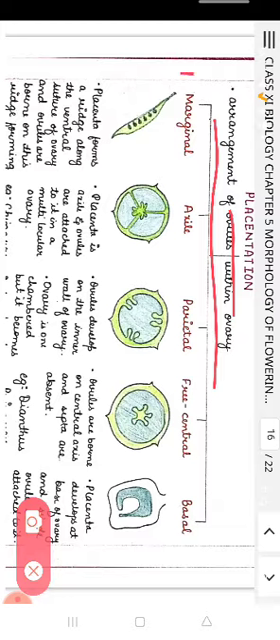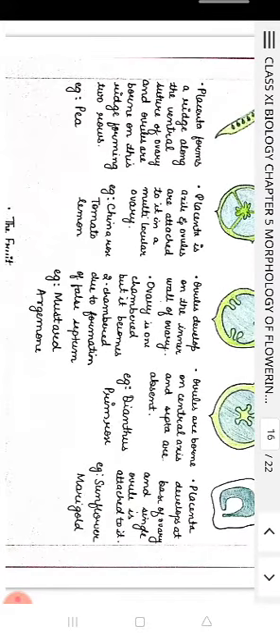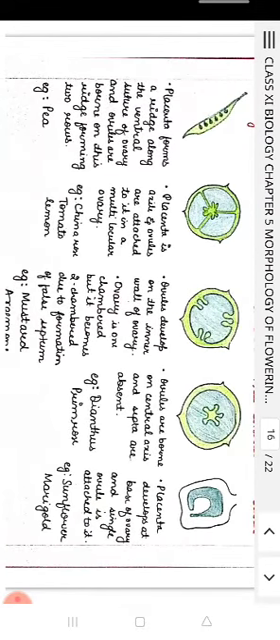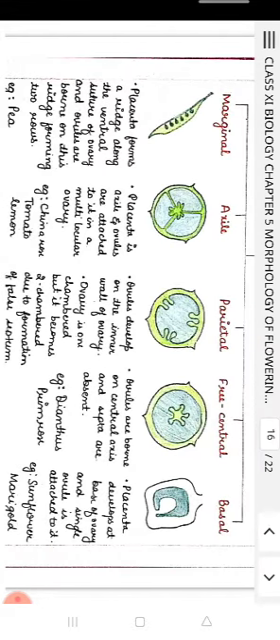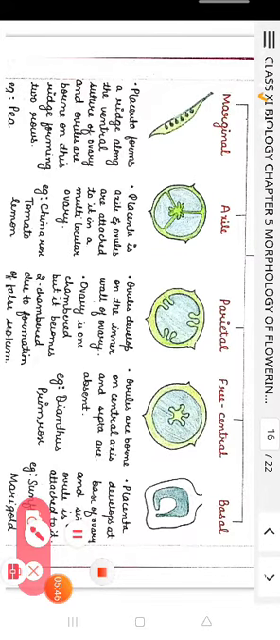Number 1, marginal. This is found in the pea plant. What is marginal placentation? The placenta forms a ridge along the ventral suture of the ovary, and ovules are borne on this ridge, forming 2 rows. This is known as marginal. You can see in marginal, all the ovules are arranged on a single suture.